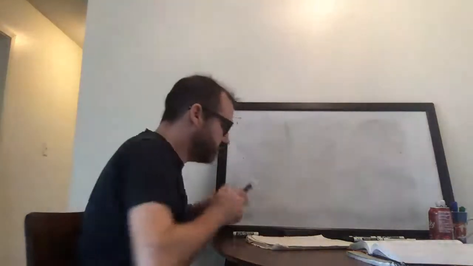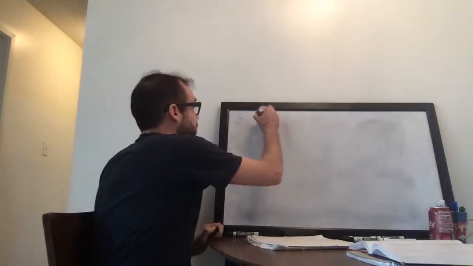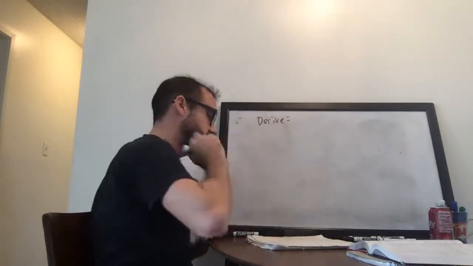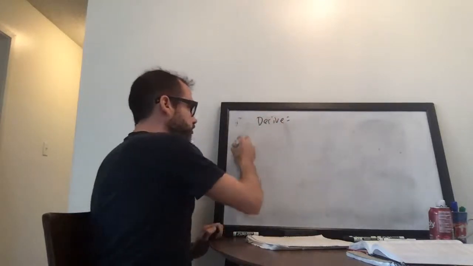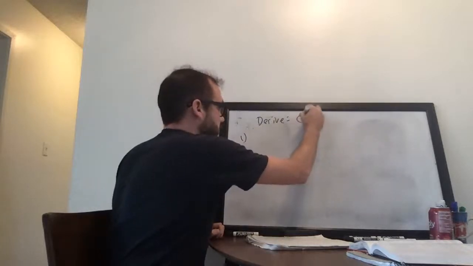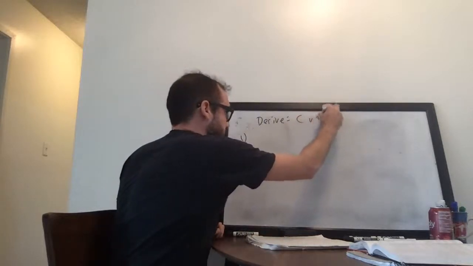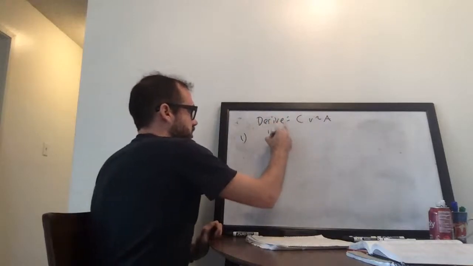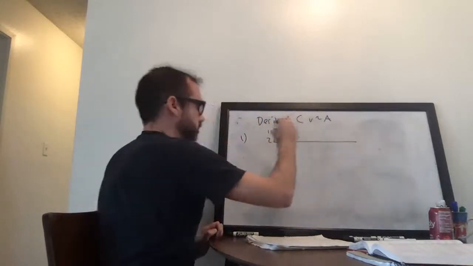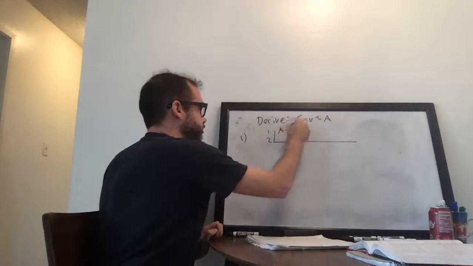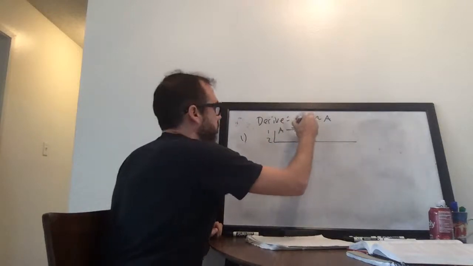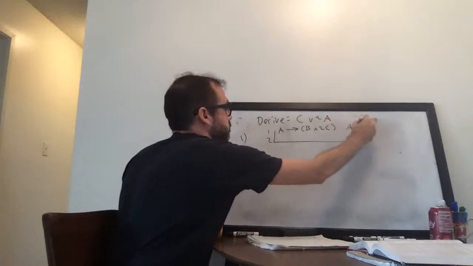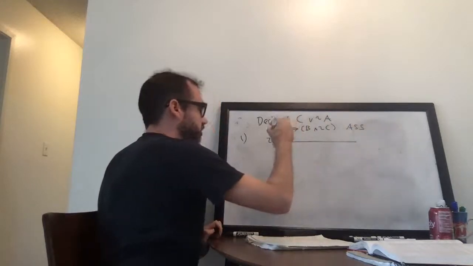So let's try this again. We're taking a look at the first problem in our homework problem set. Problem 1 says to derive that either C or not A. And you have these two assumptions provided at the beginning. First, that if A, then both B and not C. And then the second assumption, that either C or not B.